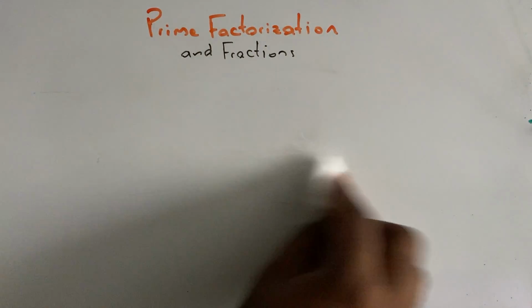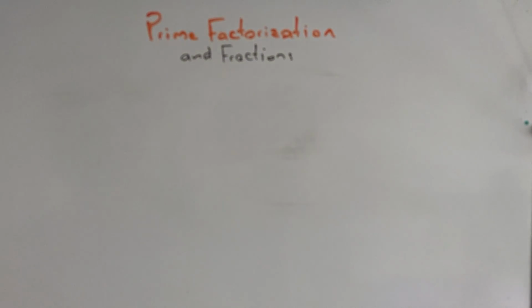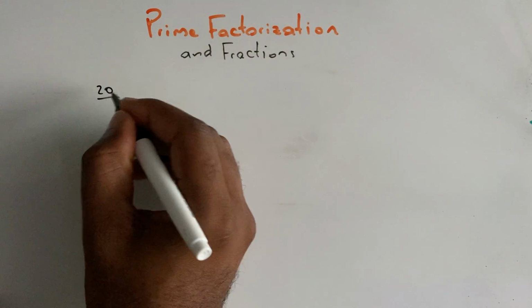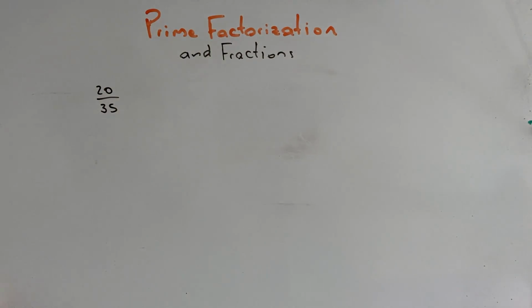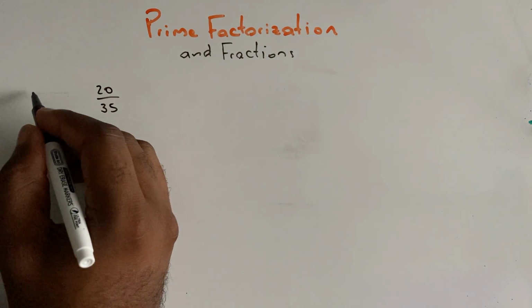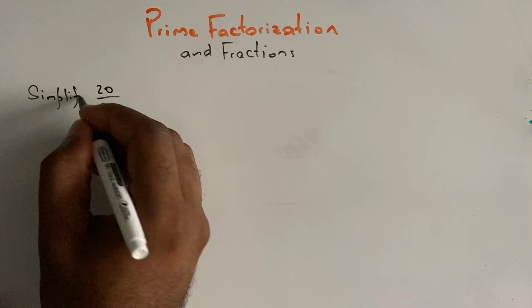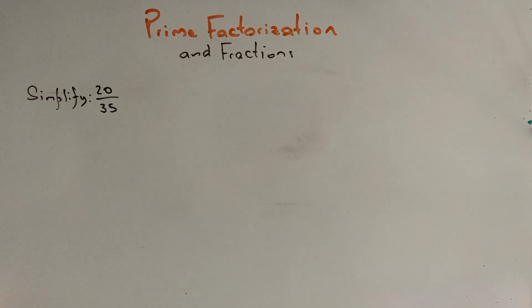If they tell you to simplify, even if you're adding, multiplying, subtracting, or dividing fractions, you may have to simplify at the end. Let's say you have this right here. If you have 20 over 35, and you want to simplify this. So I'm gonna put simplify.